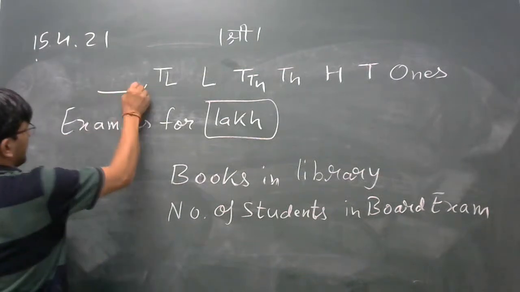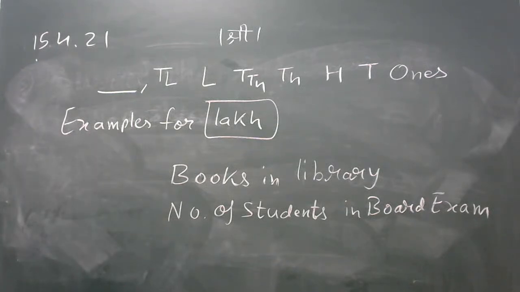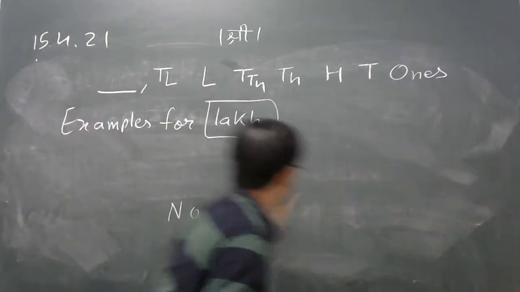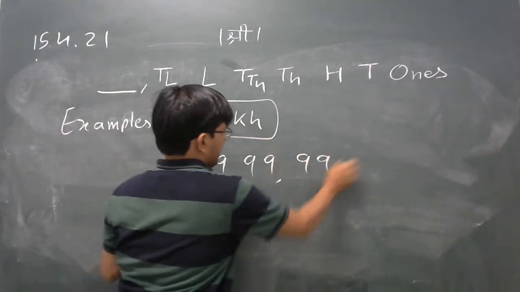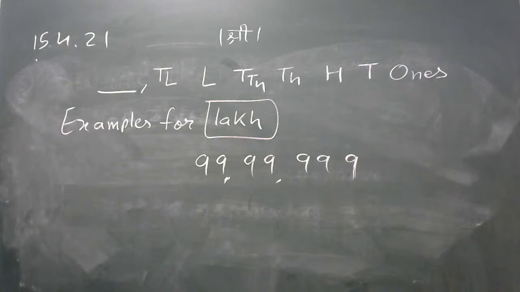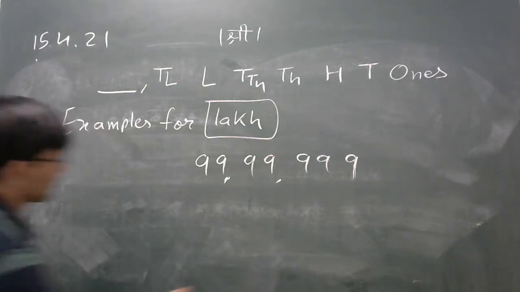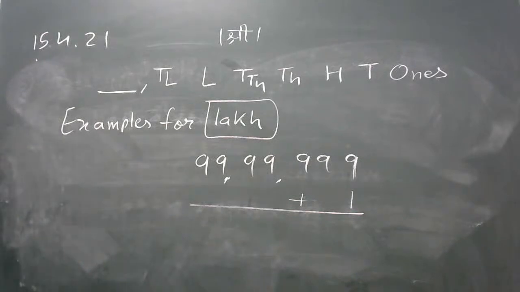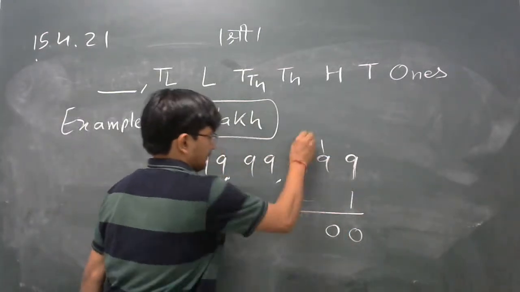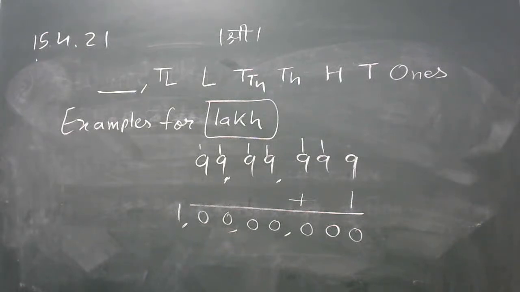And after 10 lakh, what is there? Can anybody tell me? If I go nearly at 9 plus 1, 10, 0. This is an 8-digit number.